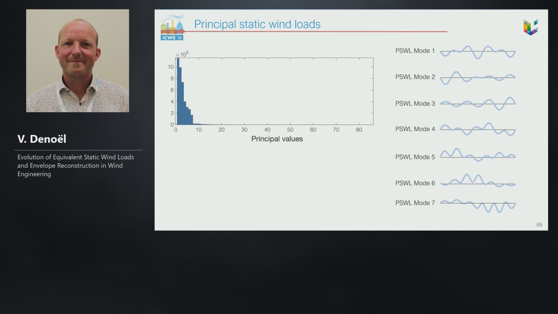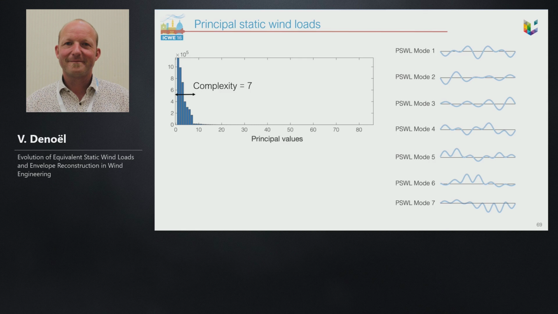Example, if we do this for our simple bridge, we actually realize that among the 85 principal static values, only the first 7 values are significant. So it means that we could summarize all this information into a space which has dimension 7 only. And the principal static loads are represented here. You can see they are realistic and they totally make sense. So let me call the number of significant principal values the complexity. That's the complexity of the problem.